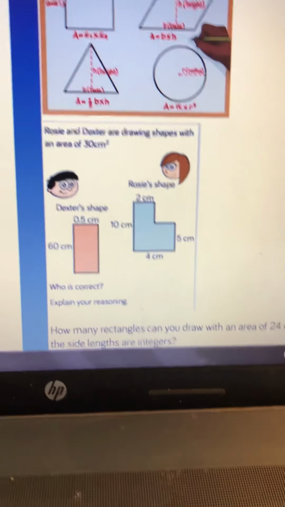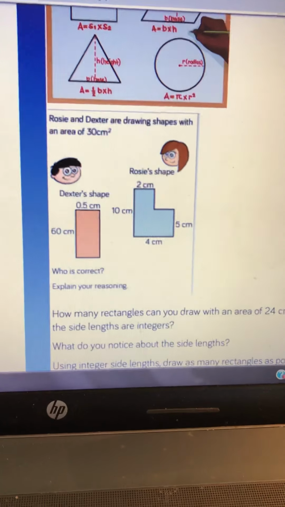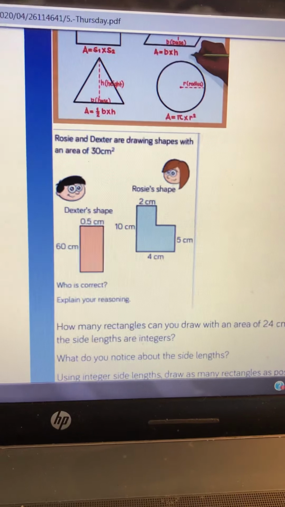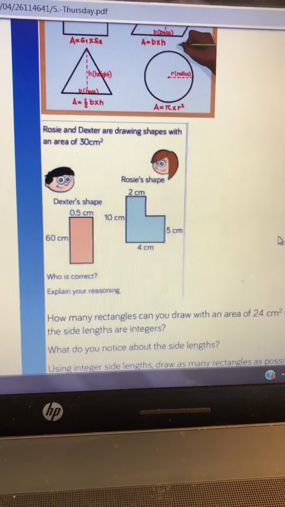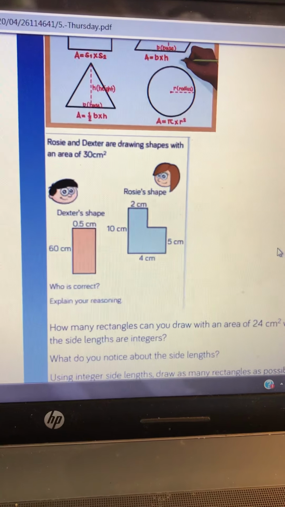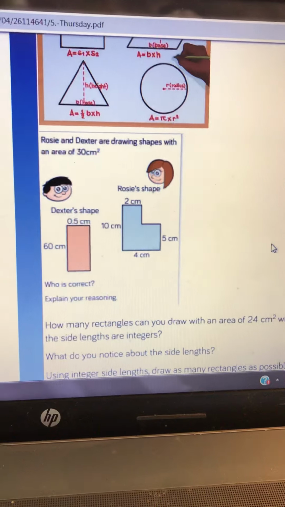Alright, let's have a look at the reasoning, which is all about area and volume today. And we start off with Rosie and Dexter, who are creating shapes with an area of 30 centimetres squared, and I'm assuming who is correct, so maybe someone's wrong, maybe someone's right. To explain, I'm just going to find the area of the shapes. Remember, area, length times width.